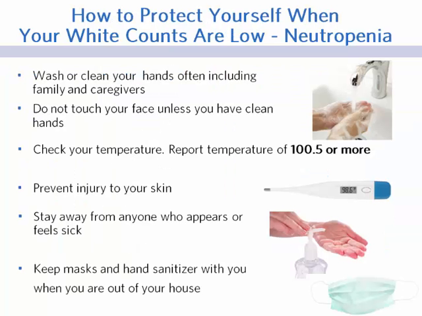How to protect yourself when your white counts are low. Neutropenia. There are lots of ways to protect yourself from infection when you are neutropenic. The first and simplest strategy is frequent hand washing. This is the number one way to stop unwarranted bugs, viruses, and other sources of infection.